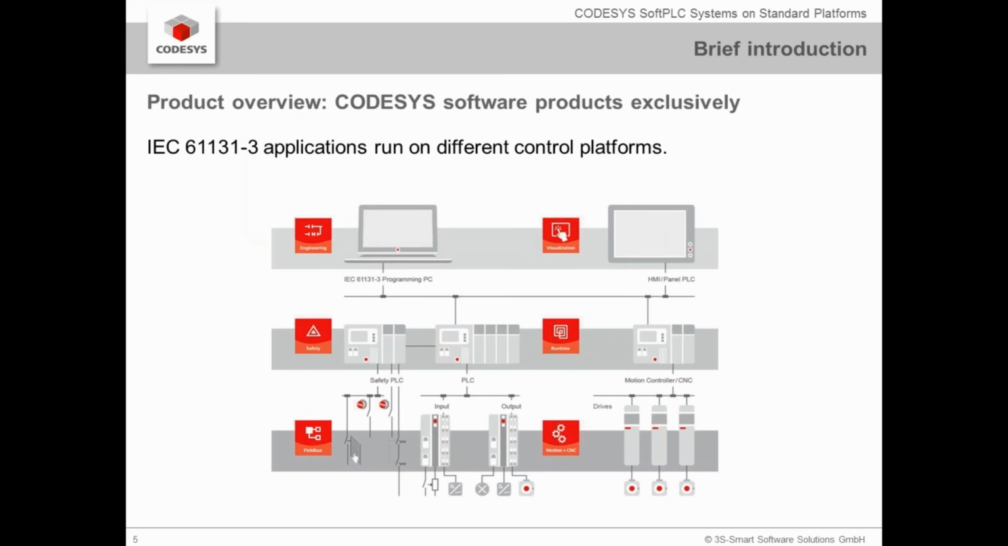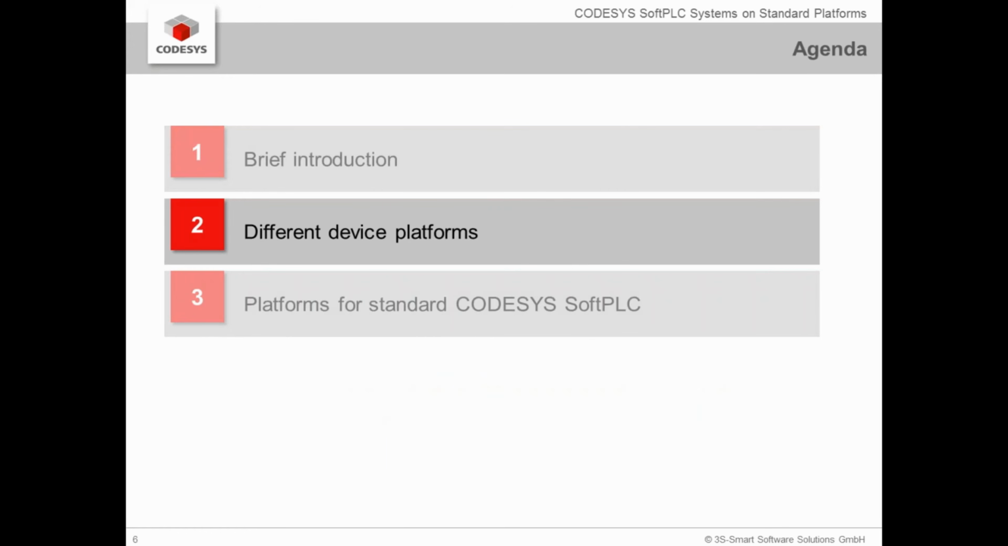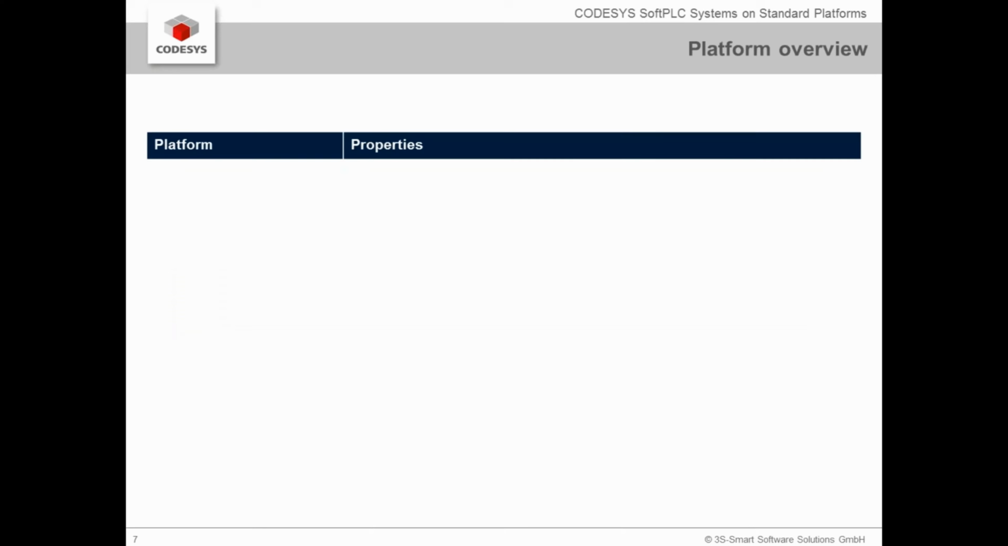For this case, let's take another look. We have to execute these software products on another level, on the controller level. So therefore, there are special different control platforms available where these application codes are executed. Now let's take a closer look at which possibilities we have for these different device platforms.